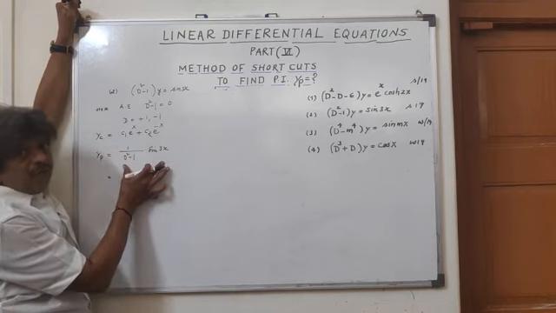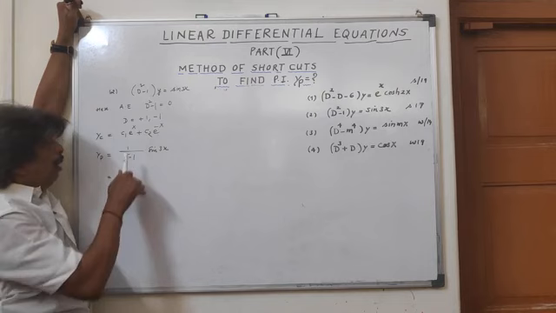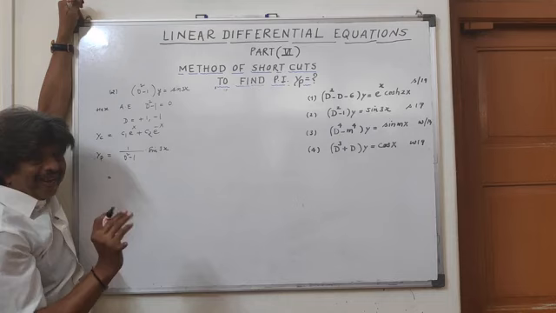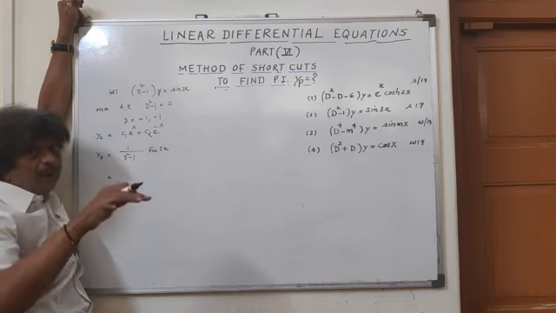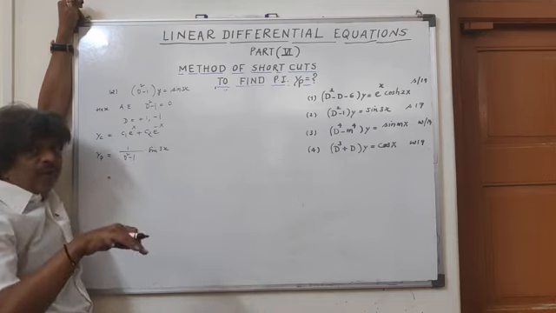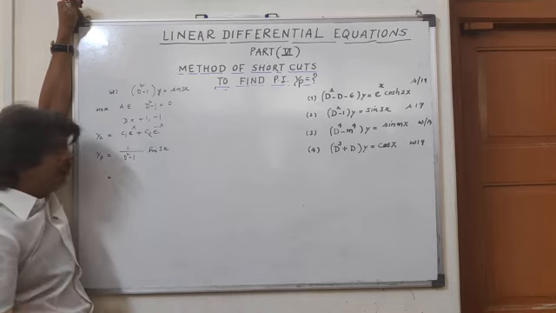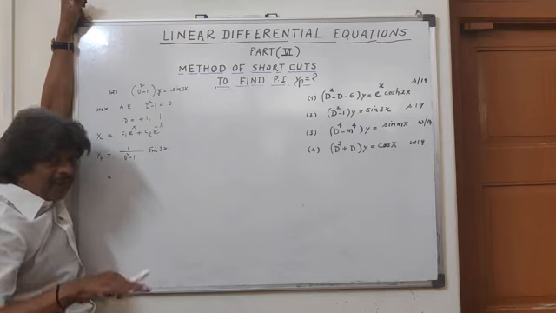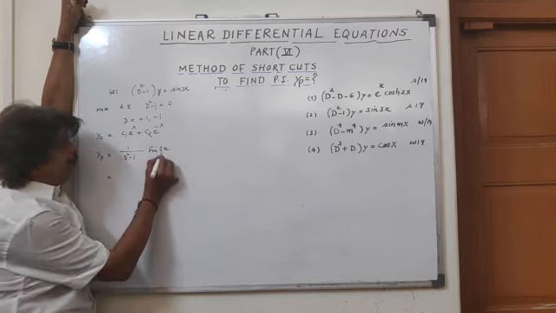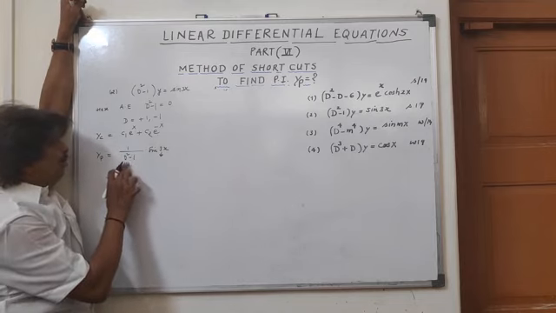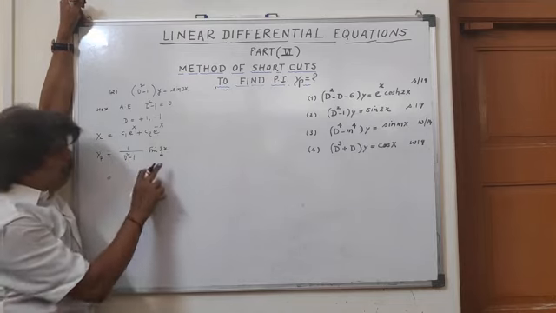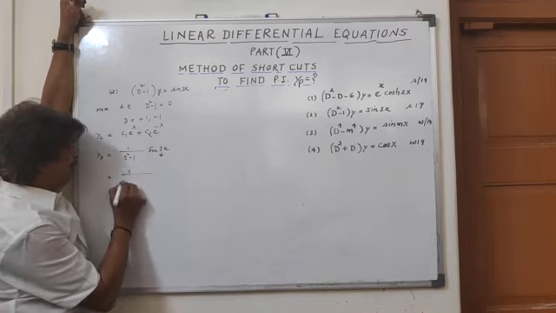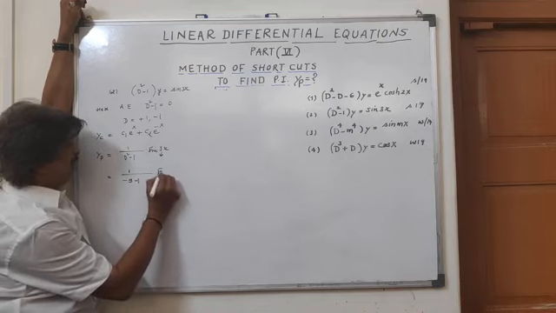Now this is the shortcut formula, second case, the trigonometric case. 1 upon f of d square into sine of ax plus minus b is equal to 1 upon f of minus 1 into a square, sine of ax plus minus b. D square is to be replaced by minus 1 into a square. Here a is 3. B is of course 0. So d square is replaced by minus 1 into square of 3, minus 9. So it is 1 upon minus 9 minus 1 sine of 3x.